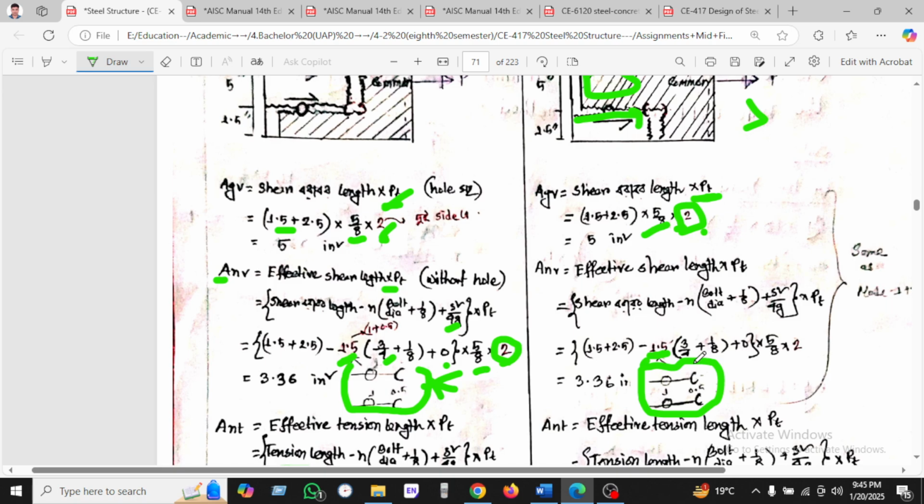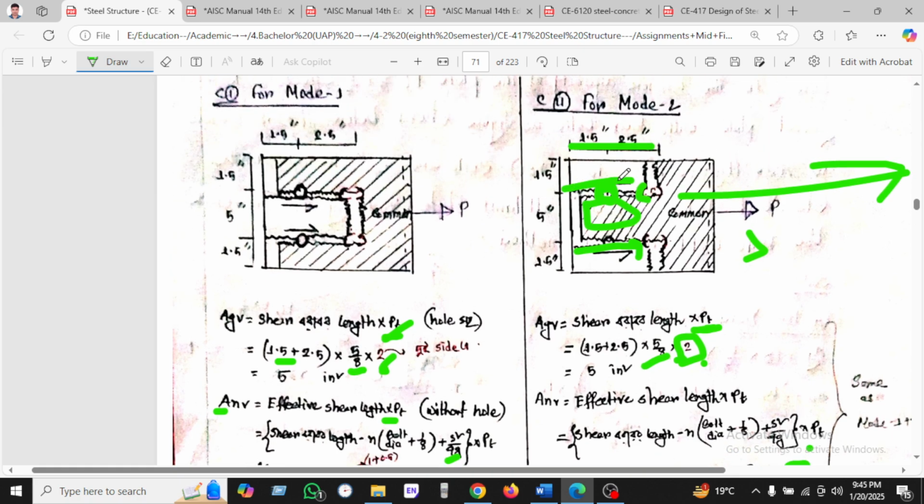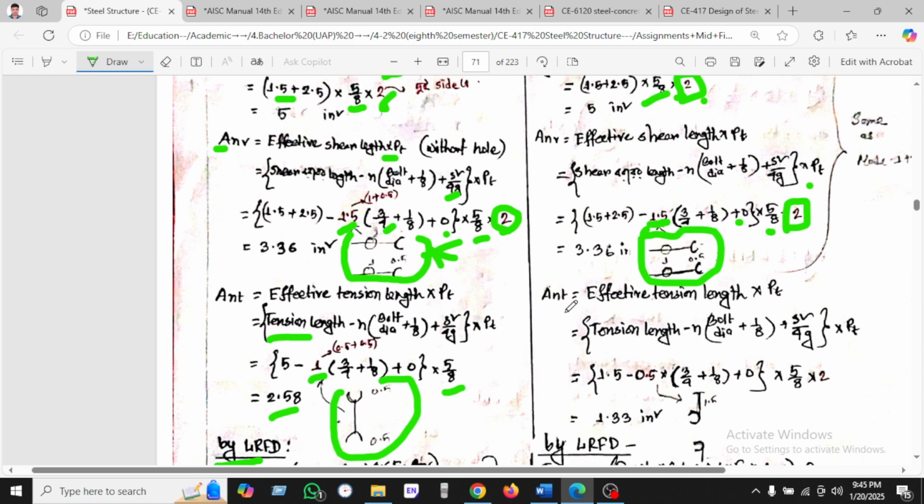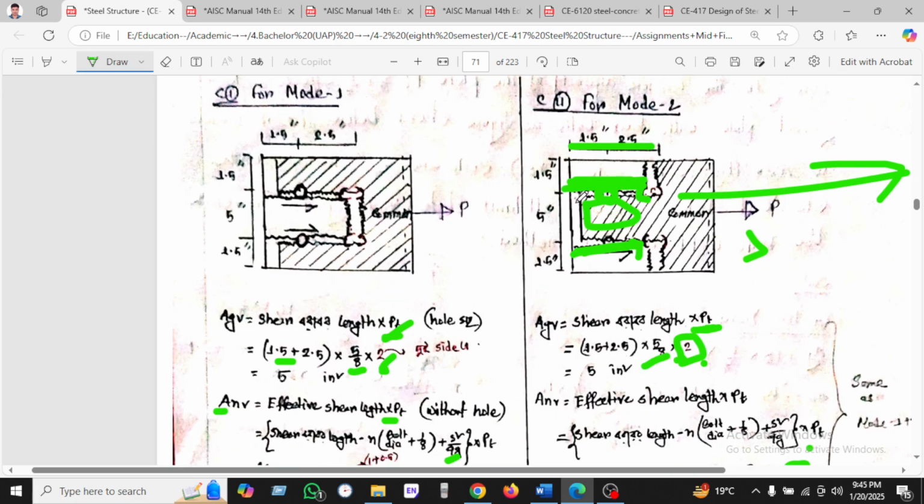And 3 by 4 is the bolt diameter, and 1 by 8 is a constant, and there is no stagger here, so s squared by 4 is equal to 0, and 5 by 8 is the plate thickness, and 2. Why are we taking 2? Because we are considering the two types of shear, at the top and bottom. Okay, and we have known the effective shear length and area and depth and the thickness. So we know the tension length, which is given as 1.5. Here is the 1.5 tension.